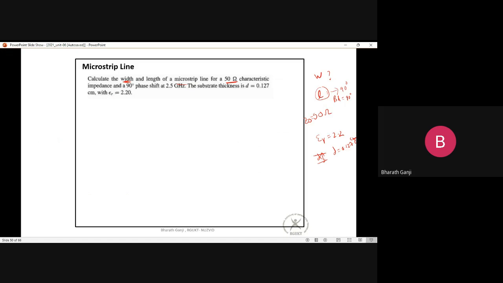So to do all those things, first of all, I need to calculate what is the width of the line I need to have, so that I can design a 50 ohm line. So how do I get it?